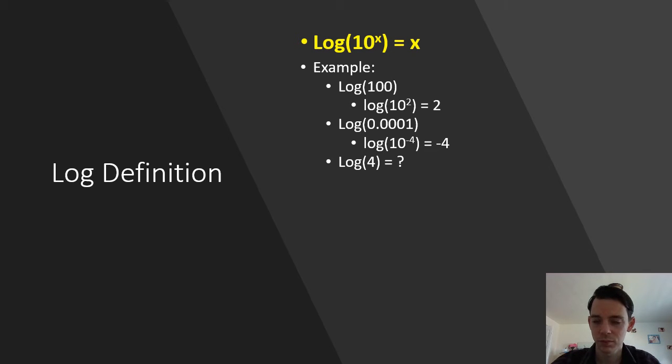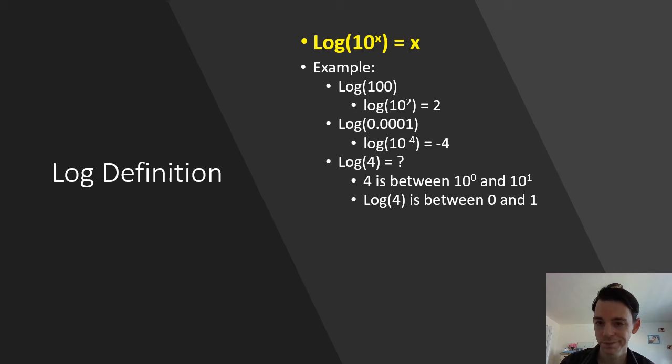What about this? Log of 4. Well, can we make 4 into a power of 10? We can't make it into a power of 10, but we can at least do our best to guess. Log of 4 is between 10 to the 0, which is 1, and 10 to the first power, which is 10. So what does that tell me about the value of the log of 4? It's going to be somewhere between 0 and 1.